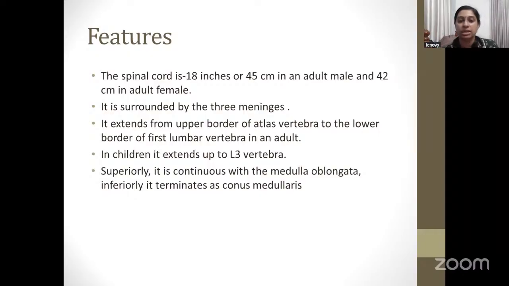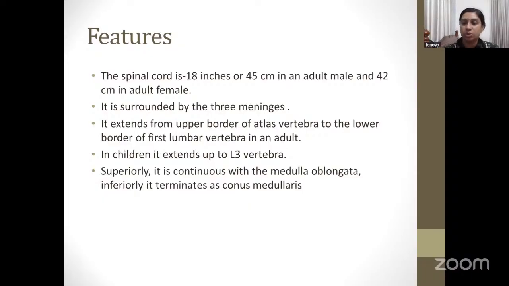And usually it extends from the upper border of the atlas vertebra. Atlas vertebra means the first cervical vertebra, to the lower border of the first lumbar, that's the L1 vertebra in an adult. And in children, it extends up to the L3 vertebra. Superiorly, it is continuous with the medulla oblongata, and inferiorly, it terminates as the conus medullaris.